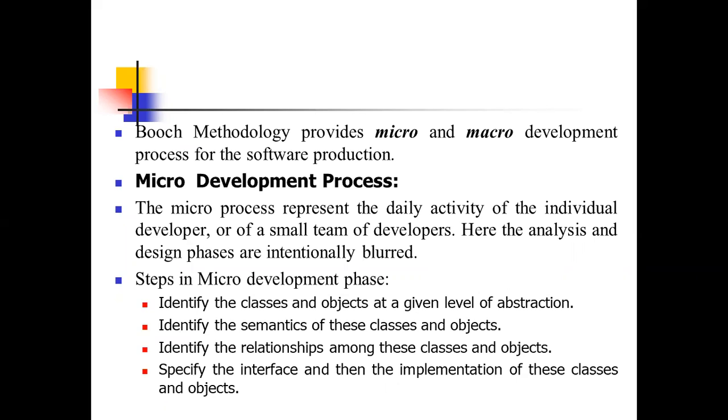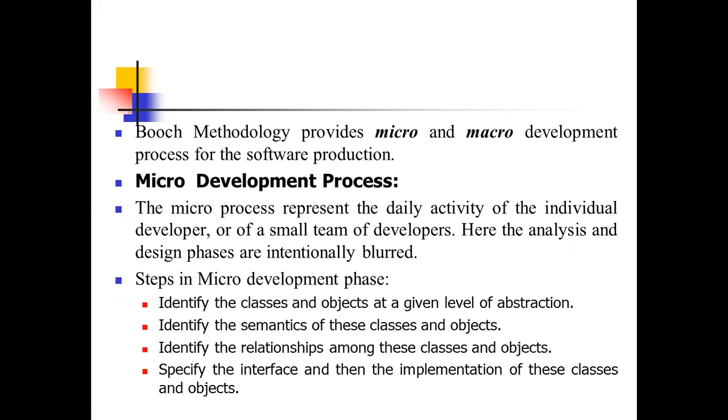Here, the analysis and design phases are intentionally blurred. There are some steps in the micro development phase. The first step is to identify the classes and objects at a given level of abstraction.